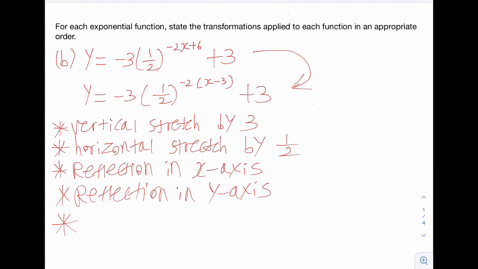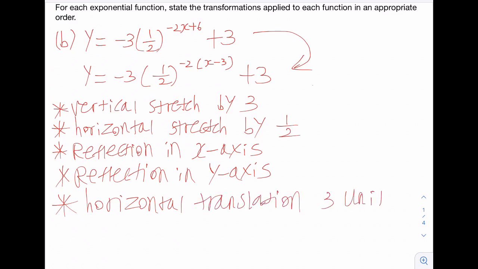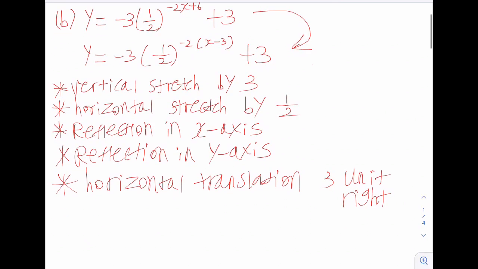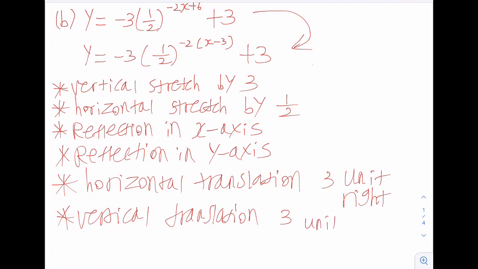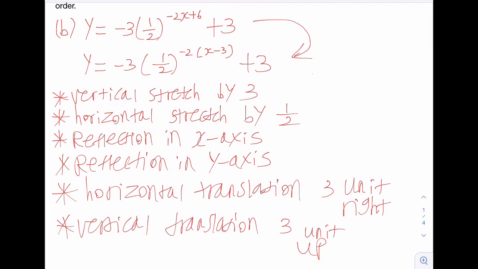Now we move on to the translations. We have a horizontal translation, 3 units to the right, and lastly we will have a vertical translation, 3 units up. Alright guys, so this is our answer to the second problem.